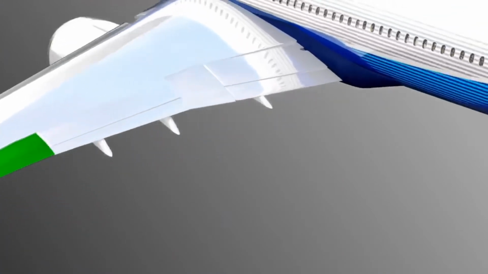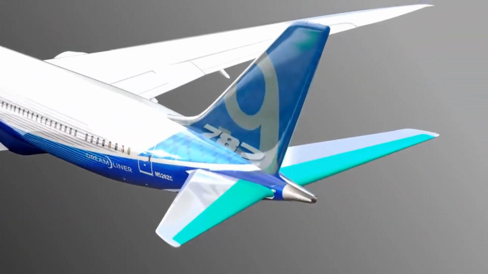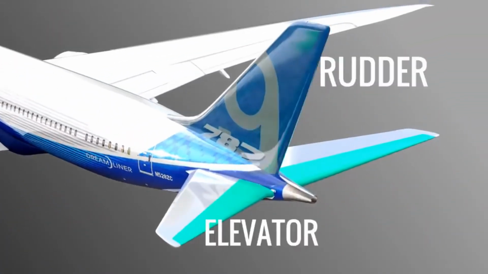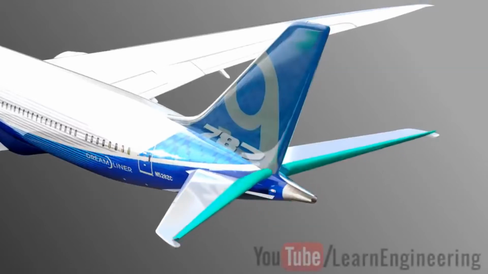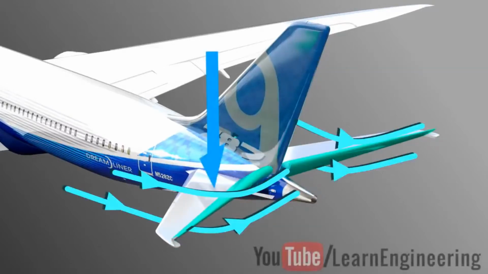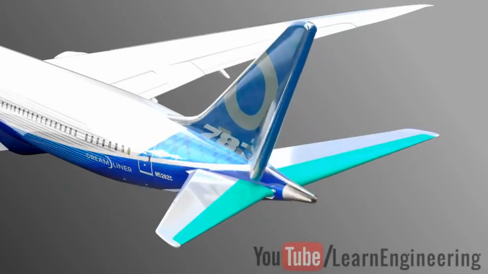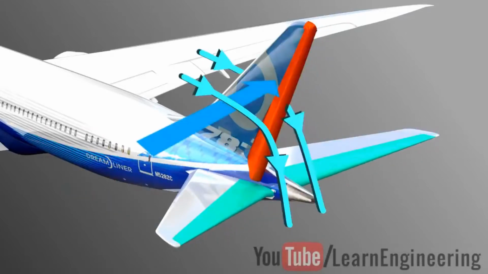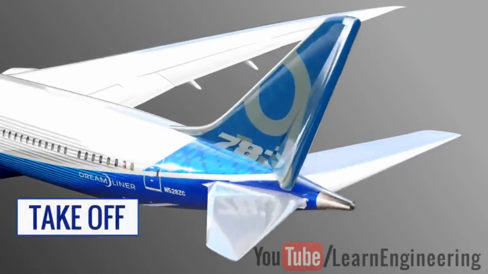At the tail of the airplane, you can see 2 attachments, the rudder and the elevators. By adjusting the elevators, you can control the vertical force on the tail. By adjusting the rudder, you can control the horizontal force. Now, let's get into the most interesting part of the video, controlling the aircraft using these simple wing attachments. Let's start with the takeoff part of the flight.